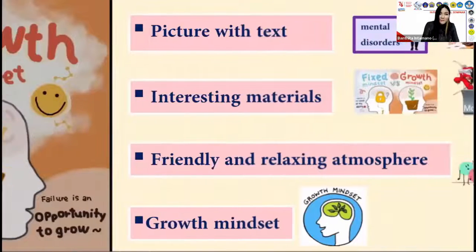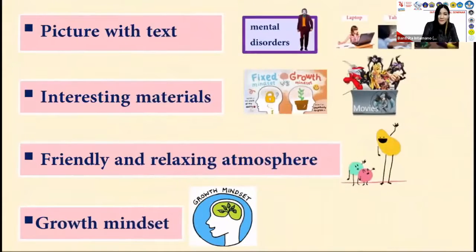So in a nutshell, pictures with text would gain their attention. For interesting materials, you can use pictures or even part of a movie to gain attention first. Then a friendly, relaxed atmosphere and a growth mindset would help them to grow, even to learn by themselves later. They would learn to make mistakes, because successful people, no one ever succeeds without failing.